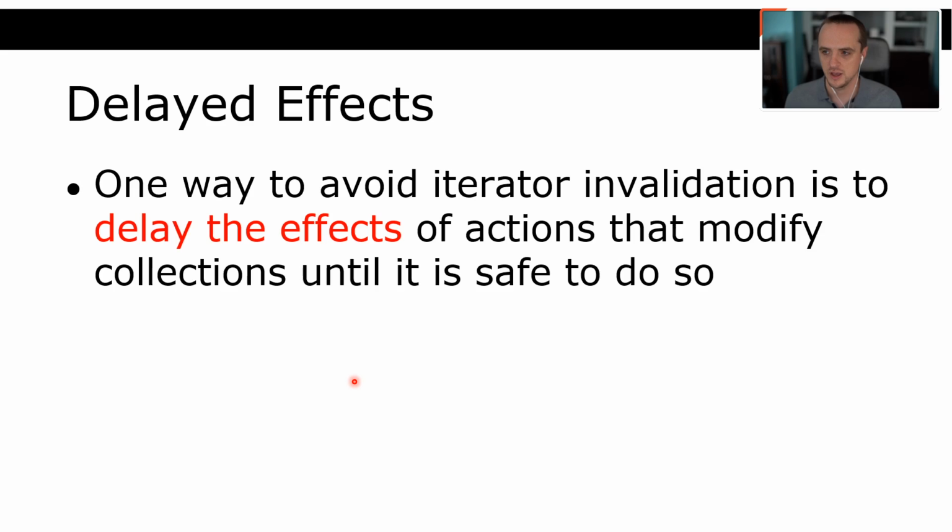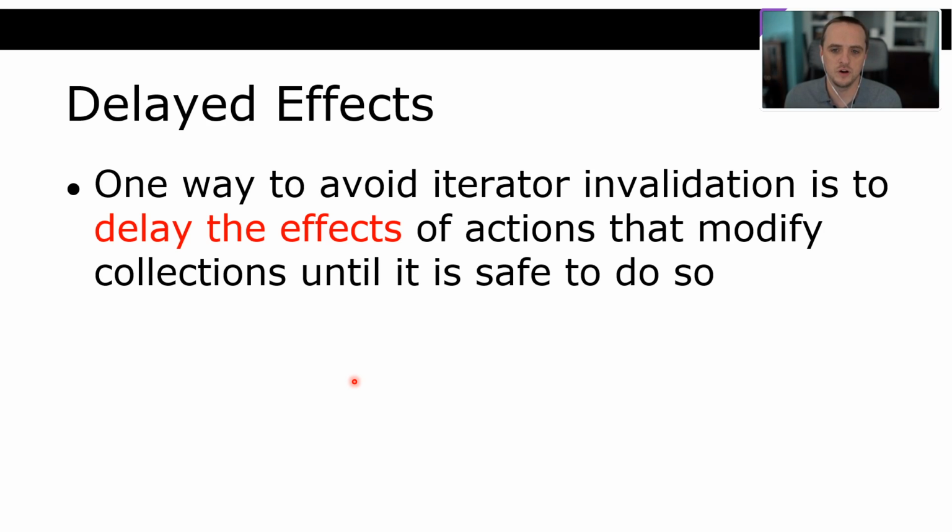So what we're going to do to solve iterator invalidation, well, we can't solve iterator invalidation. We can only avoid iterator invalidation. It's going to happen. It's called delayed effects, though that's the name that I'm putting on it. I'm not sure if there's a proper term for this, but that's what we're going with. So one way to avoid iterator invalidation is to delay the effects of certain actions that modify collections until it is safe to do so.